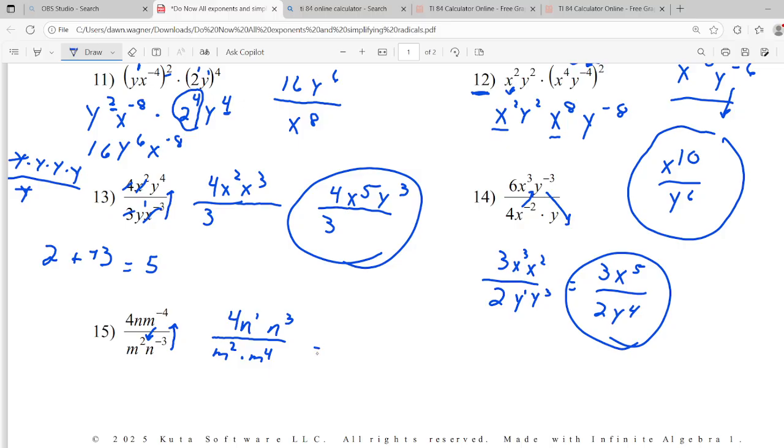Now I can combine 4 and what's 3 plus 1? 4. M, what's 4 plus 2?